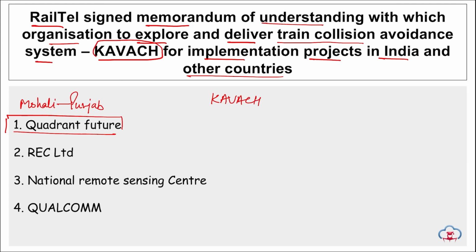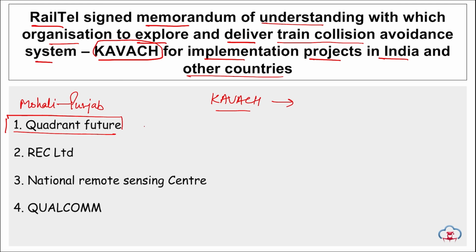Kavach is a train collision avoidance system. That means if two trains are coming on the same track, then with the help of this Kavach system, there will be a red light indicating that there is a hazard because of two trains on the same track, and this will prevent collisions that can lead to serious injuries and damage of both life as well as goods, right? Take a note of this.